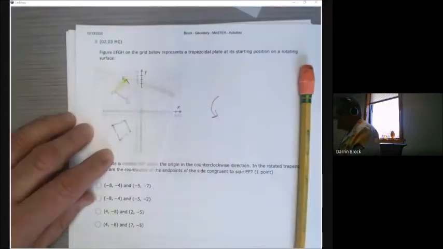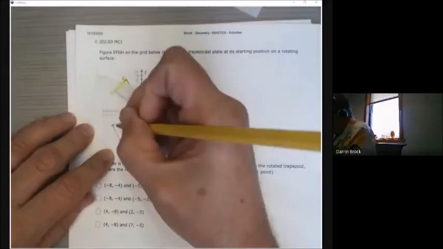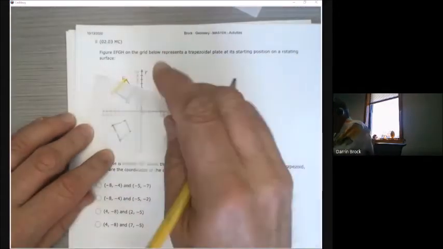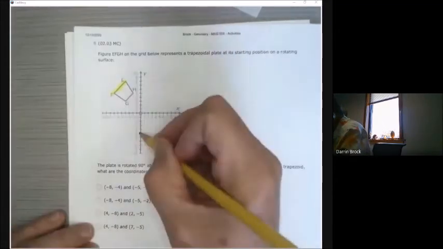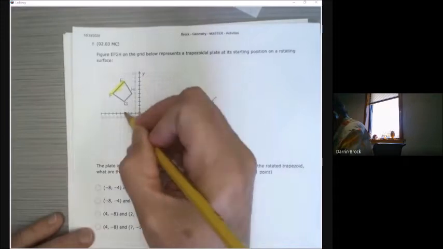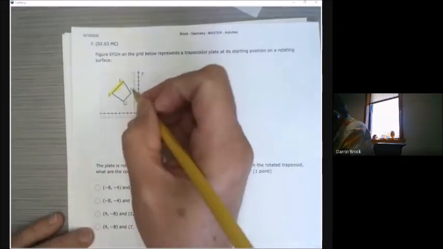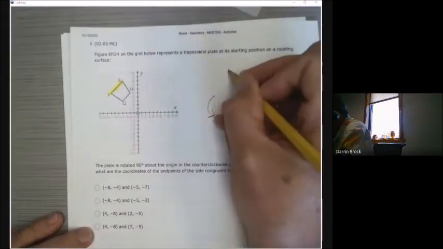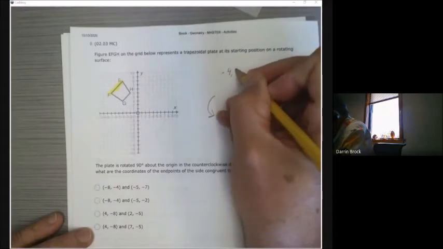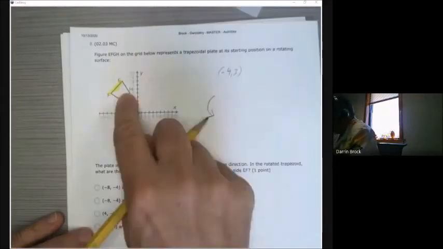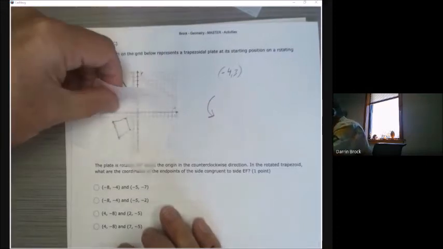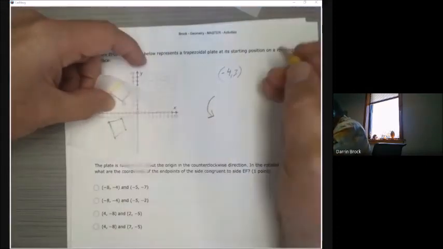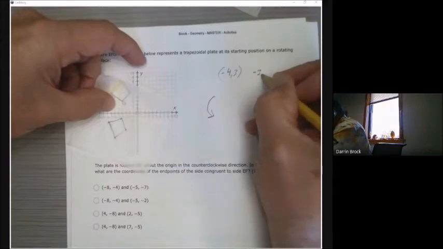Okay, like that. So we're looking at these two points out here. Well, let's see what the rule was. What happens when this rotates? So this point here, G, is at -4, 3. When it rotates down here, it's going to be at -3, -4.